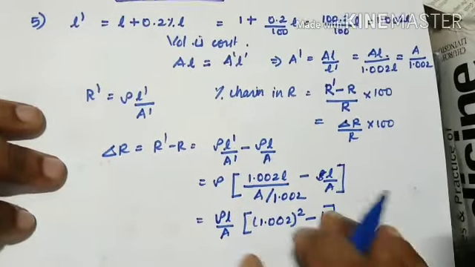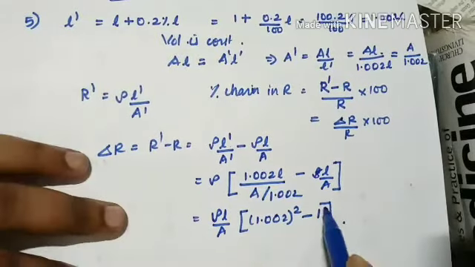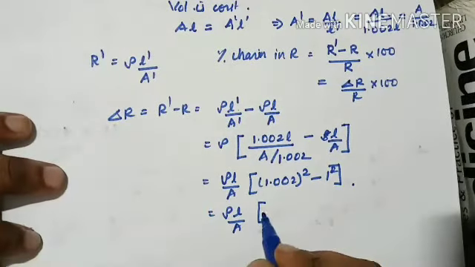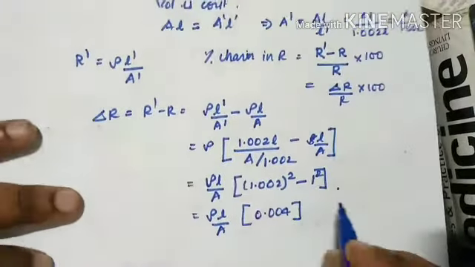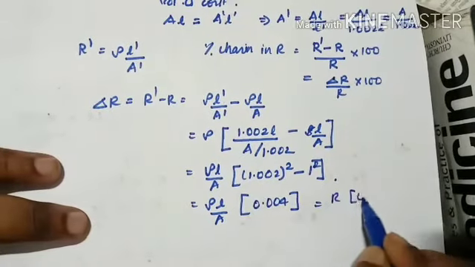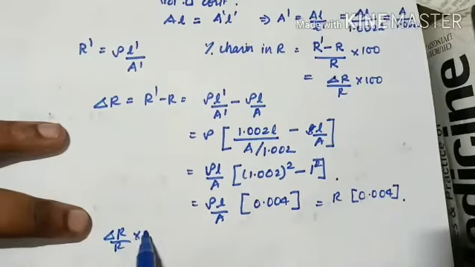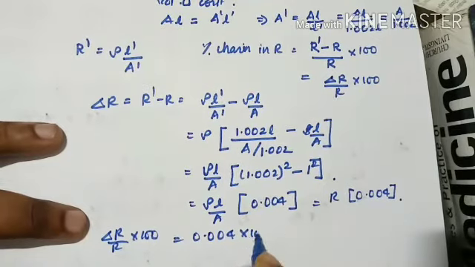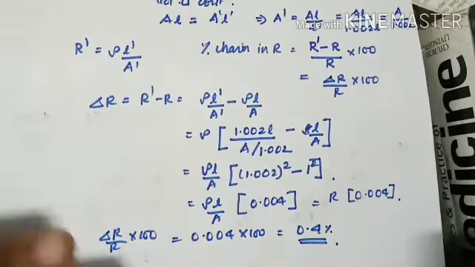So how would you calculate this value? Are you going to square 1.002? No. You can treat 1 as a square, so it becomes a square minus b square. You will get the value as around 0.004. The calculation should be done by you. I told you how to do the trick. So this is R into 0.004. Then delta R by R into 100 will be what? R goes off. It will be 0.004 into 100, or I can say 0.4 percentage. This much you understood.